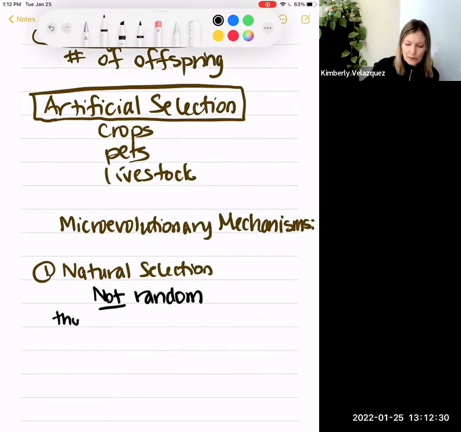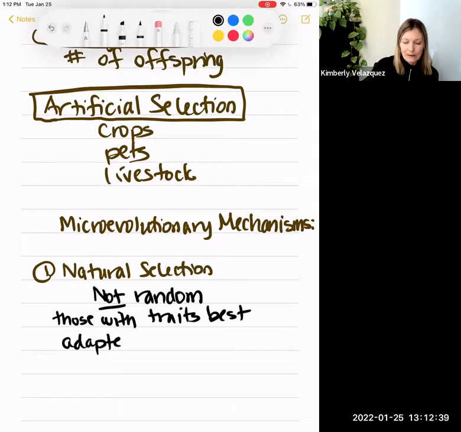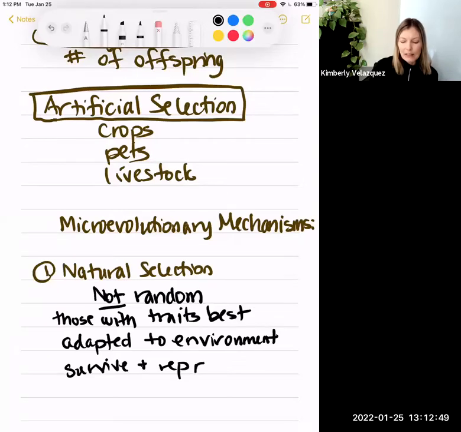So those with the traits best adapted to the environment survive and reproduce more. And over time, the population has more individuals with those adaptive alleles.